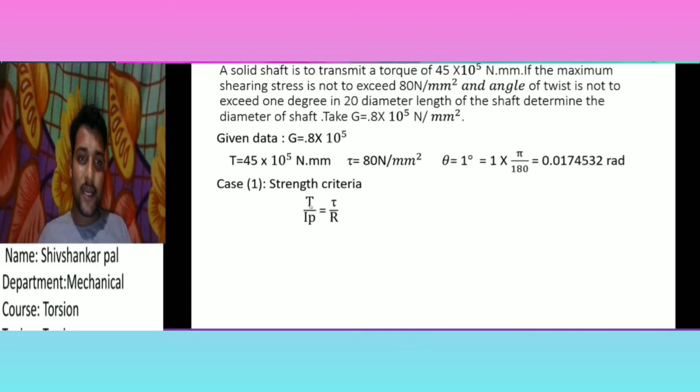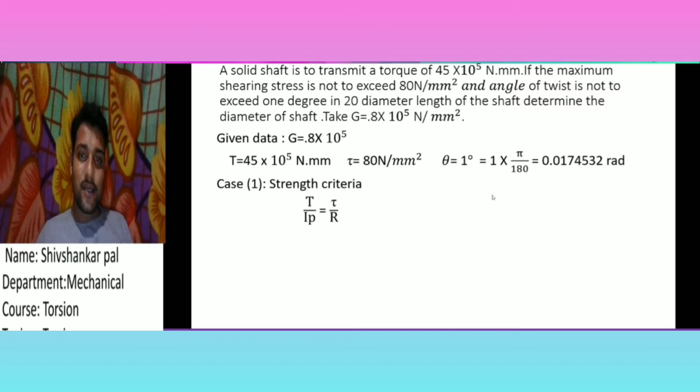What is the strength criteria? T by Ip equals tau by R. That is our strength criteria. Here you see, T is given, tau is given, and R, that is the diameter, is given, with length 20 times the diameter. Ip, the polar moment of inertia, is pi d to the power 4 divided by 32.